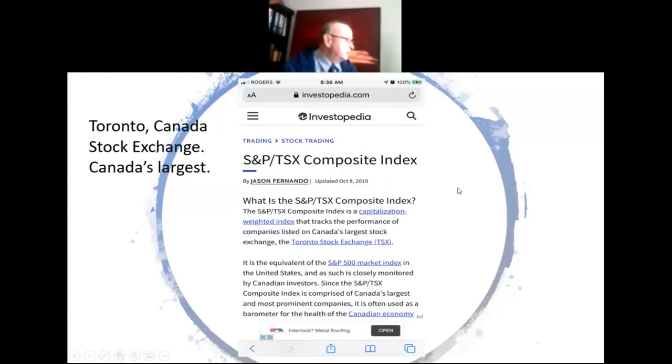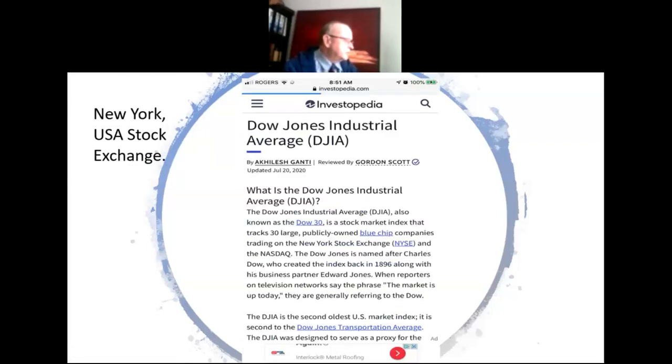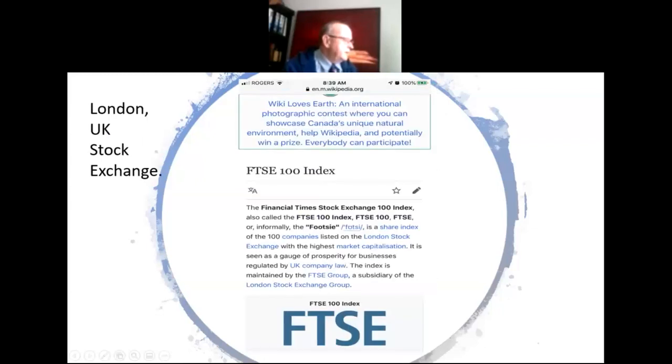And then we go to look at some current modern day stock markets. So in Toronto is Canada's largest stock exchange, the Standard & Poor's TSX Toronto Stock Composite Index. We look at the New York Stock Exchange in the US, which is called the Dow Jones Industrial Average. In London, UK is the FTSE, the Financial Times Stock Exchange.